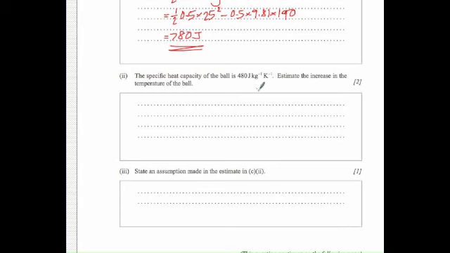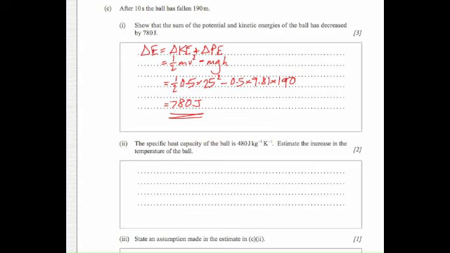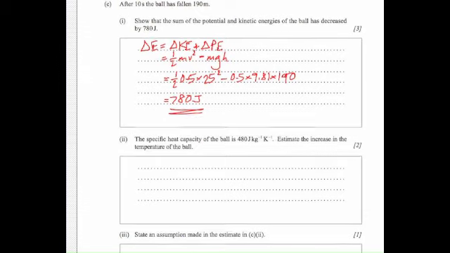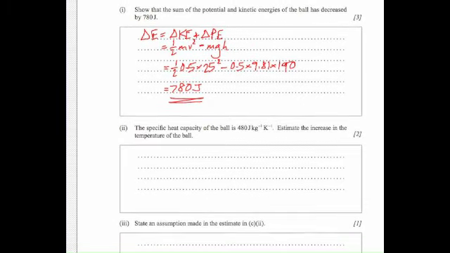Now we have to estimate the increase in temperature of the ball. Now, why would the ball heat up? Well, this loss of energy must go somewhere, and it's gone into doing work against the air. But where's that energy actually gone? It's going to go into thermal energy, both of the air and of the ball.